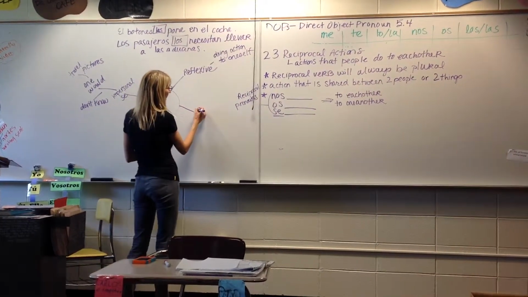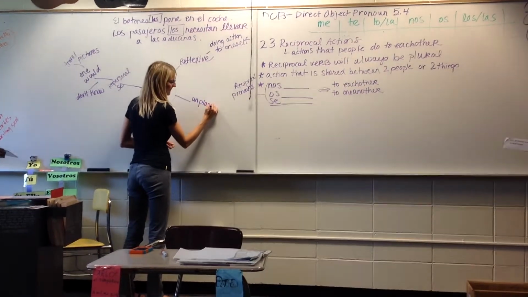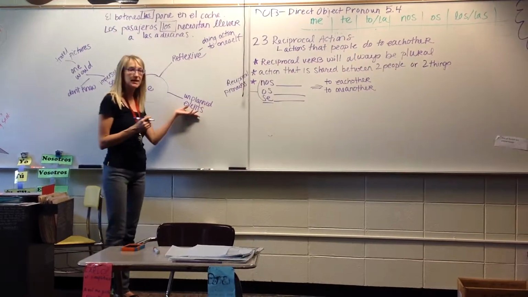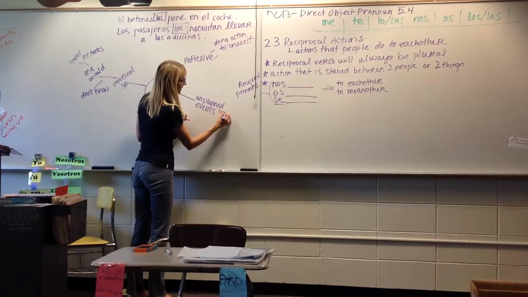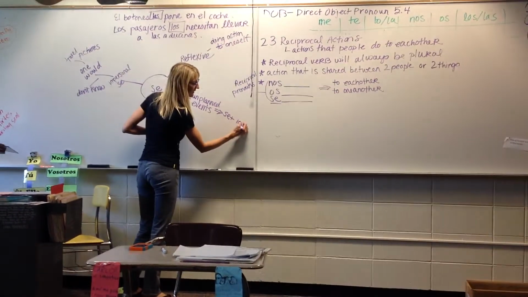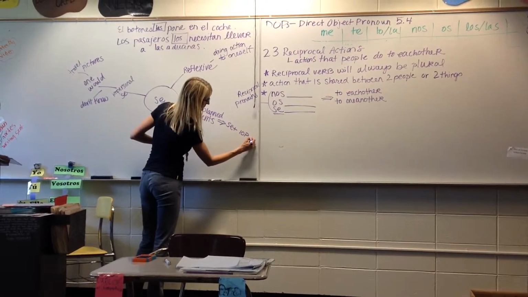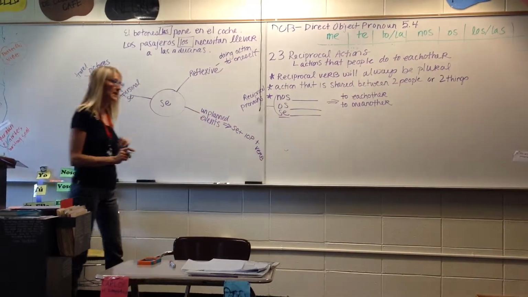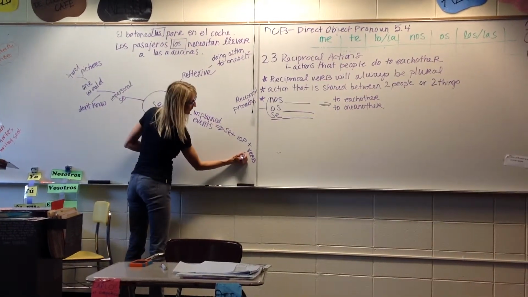Okay? Then we had our unplanned events. Right? For accidents or unplanned events. Okay? And if I were you, I would definitely write that formula. Remember, that was the "se" plus an IOP plus your verb. Unplanned events. And your verb for this one was usually in the preterite.